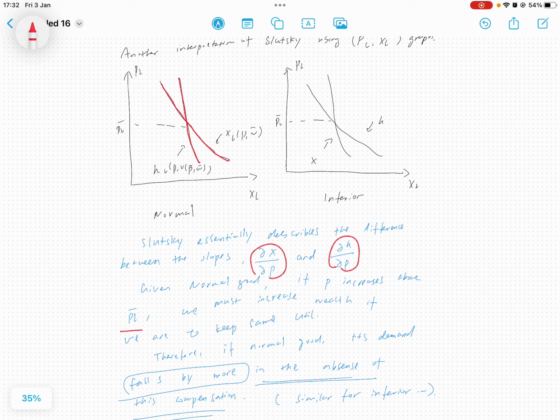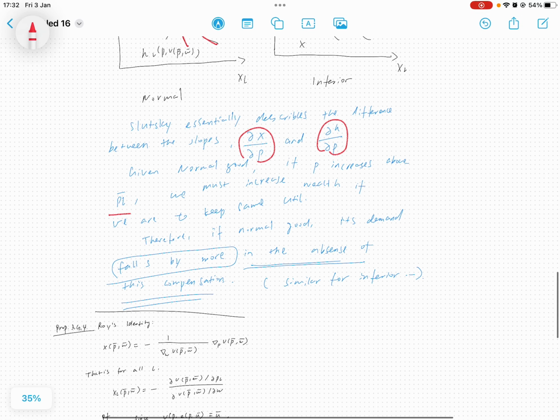Okay, and it will be similar, likewise for the inferior good on the right. Okay, so this is also a very interesting interpretation of the Slutsky equation, instead of the classical one that we normally see to represent those three different effects.